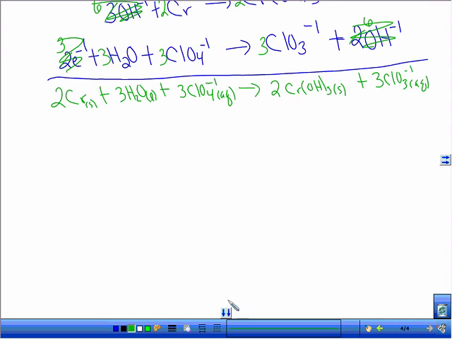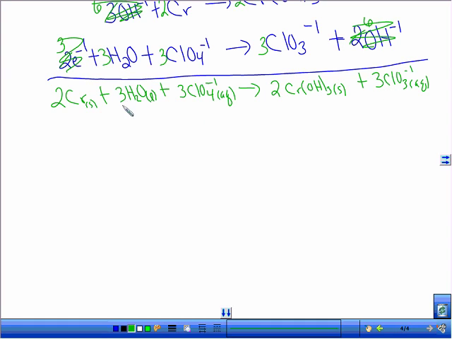Alright, we could check to make sure that we did it right, and you could check charges. This is really 3 times a negative 1 is a negative 3. 3 times a negative 1 is a negative 3. So charges are looking good, but in order to make sure you got it right, you also need to check mass. Alright, two chromiums. 2 chromiums. Hydrogens. We've got 2 times 3. There's 6 hydrogens. Okay, can you see there's 3 here? Times 2 would be 6 hydrogens. Hydrogen's looking good. There are 3 chlorines. There are 3 chlorines.